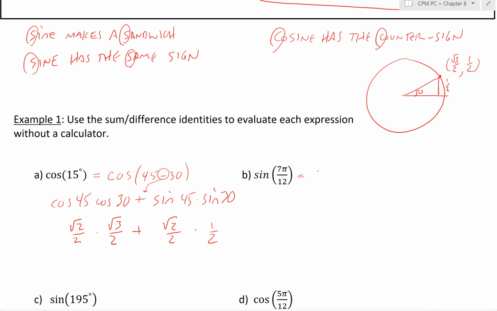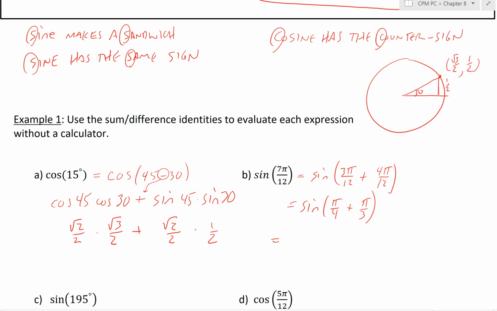What are two numbers that add up to 7? 3 and 4. So those will work. So we can do sine of 3 pi over 12, I meant, and 4 pi over 12. Those add up to 7 pi over 12, right? And so now we can simplify those. That's just pi over 4, and that is just pi over 3.